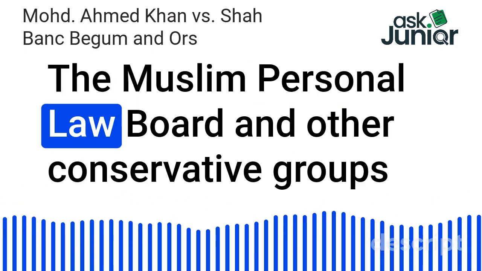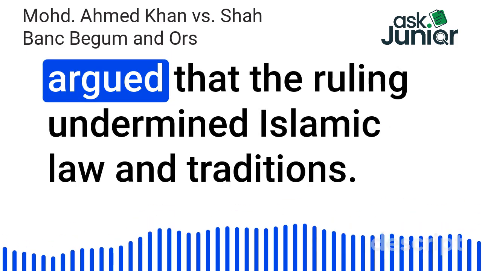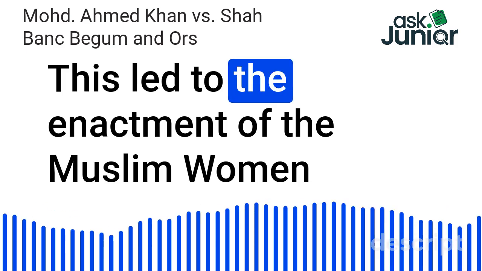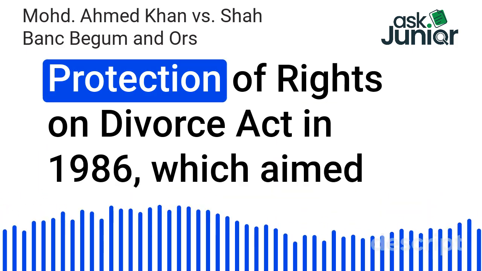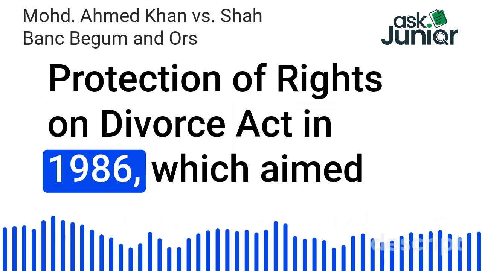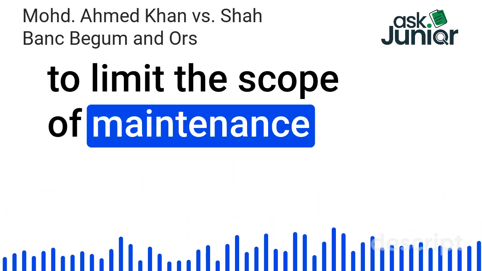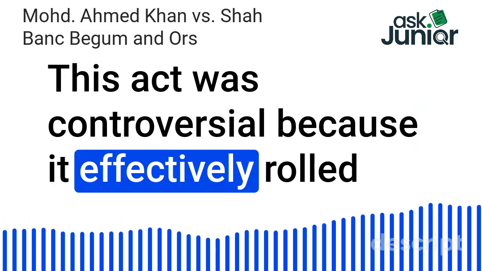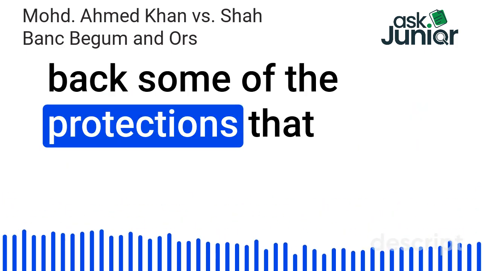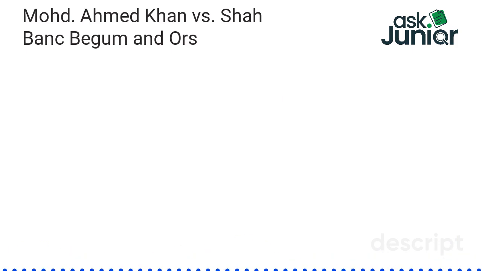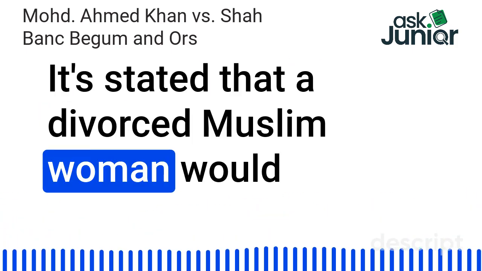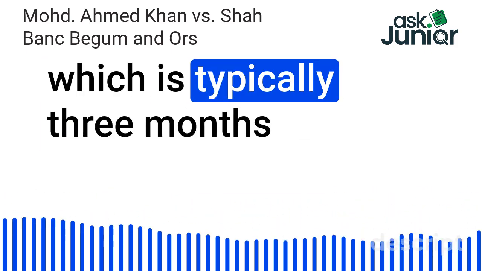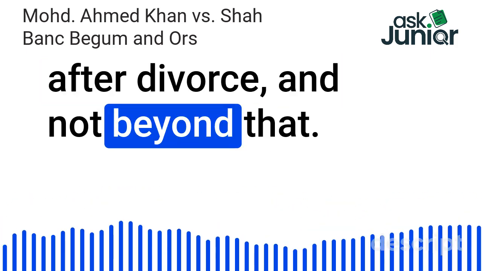The Muslim Personal Law Board and other conservative groups argued that the ruling undermined Islamic law and traditions. This led to the enactment of the Muslim Women Protection of Rights on Divorce Act in 1986, which aimed to limit the scope of maintenance for divorced Muslim women. This act was controversial because it effectively rolled back some of the protections that the Supreme Court had established. It stated that a divorced Muslim woman would only be entitled to maintenance during the iddat period, which is typically 3 months after divorce, and not beyond that.